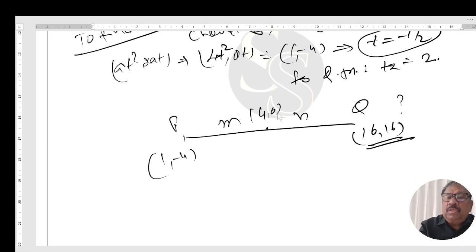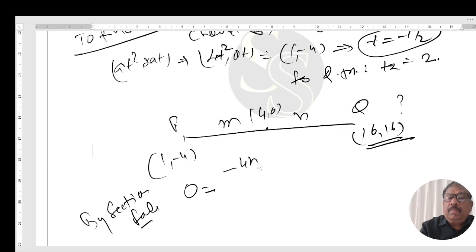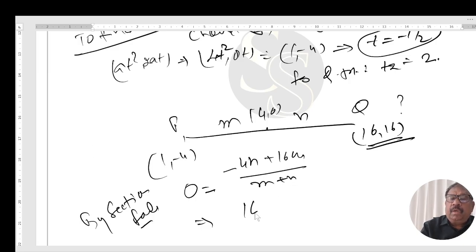Now in this case, this is 0 equal to the bisection formula: 0 equal to this into this minus 4n plus 16m upon m plus n. This 16m equal to 4n, m upon n comes out to 1 by 4.